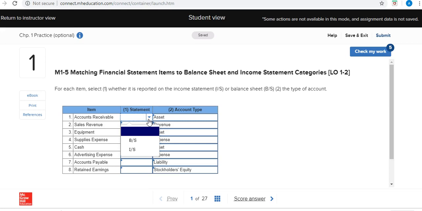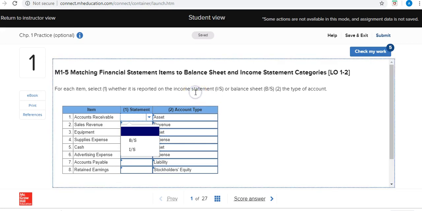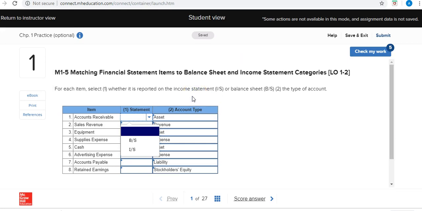So every one of these items that say either revenue or expense belong on the income statement. On the income statement, we find just revenues and expenses. So let's find all our revenues and our expenses and indicate that they belong on the income statement. There's an expense, supplies expense, advertising expense, also on the income statement.